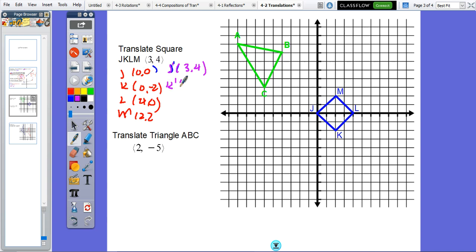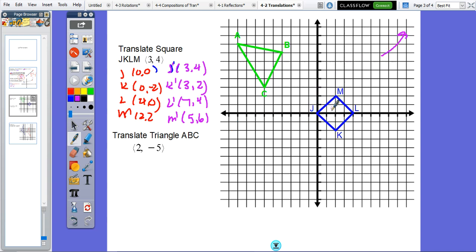Our K prime will be at 3, 2. We got 2 because we had -2 plus 4. That gives us 2. Our L prime, we'll put it at 7, 4. And then our M prime will put us at 5, 6. So everything should have shifted this direction.